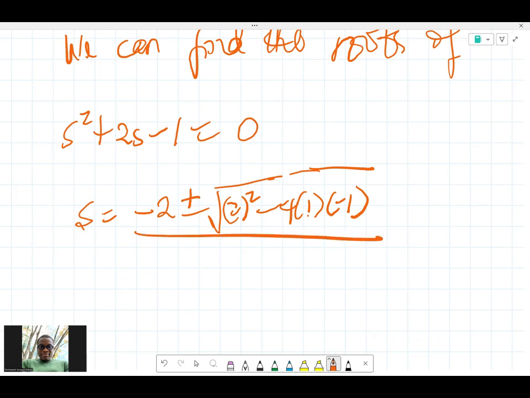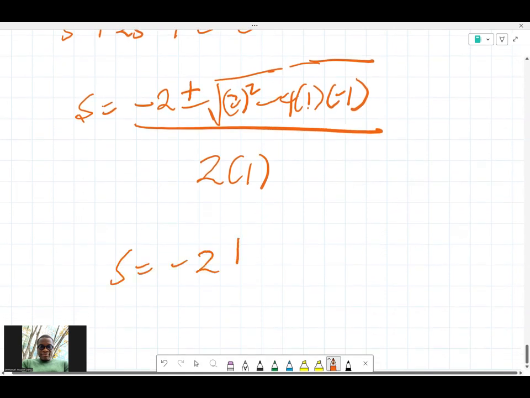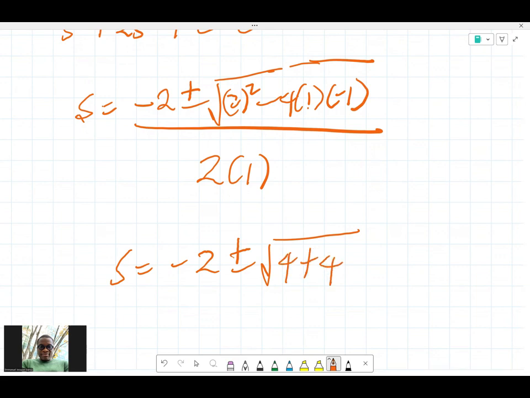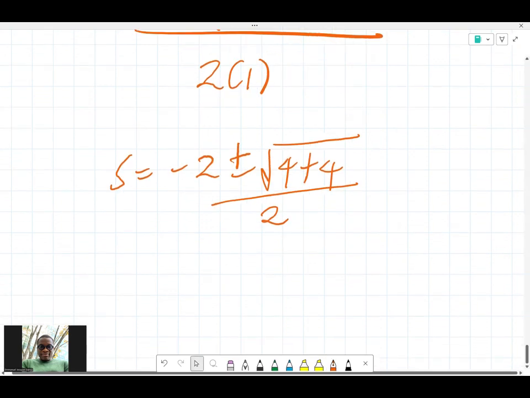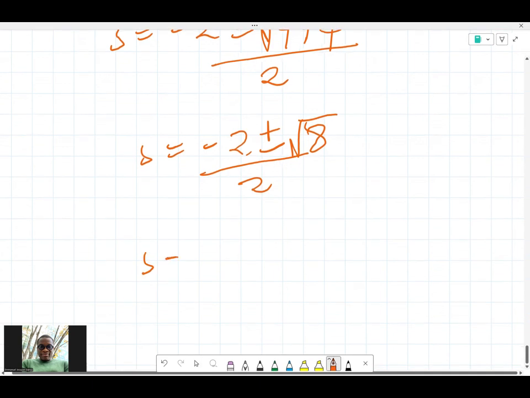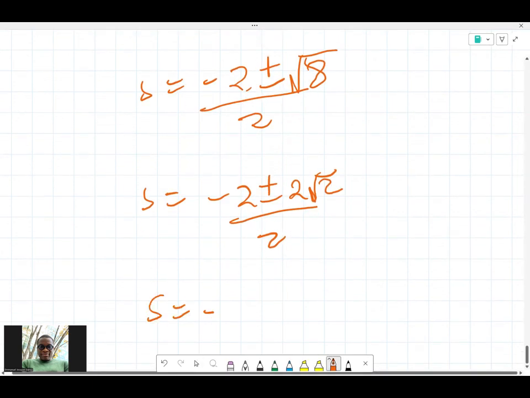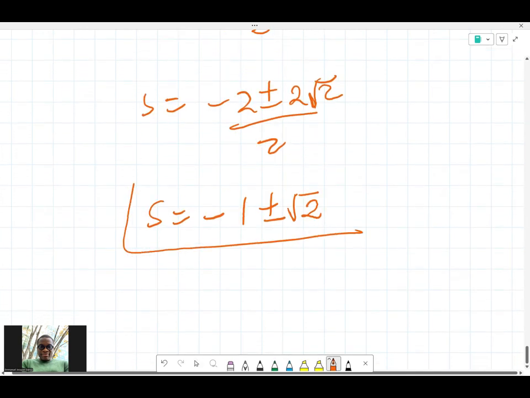all over 2 times a, that's 2 times 1. So s is minus 2 plus or minus the square root of 2 squared, which is 4, plus 4, since minus minus gives plus 4. So s is equal to minus 2 plus or minus the square root of 8 all over 2. The square root of 8 is 2 root 2, divided by 2. And that simply means s is equal to minus 1 plus or minus root 2. So that is the root of s.